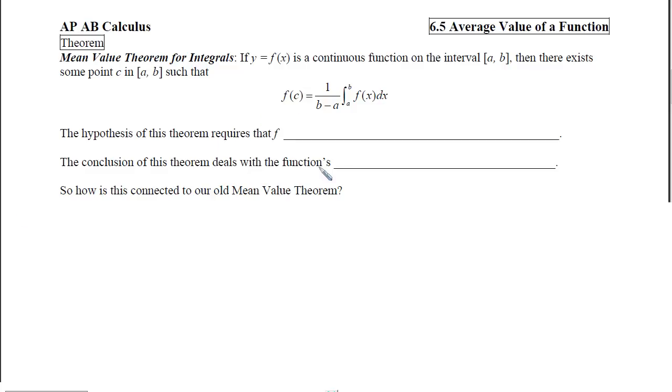So the hypothesis of this theorem requires that f be continuous on the closed interval. And as long as it's continuous on the closed interval, then we are guaranteed a function's output such that the output is the same as the average function value. Now what's interesting is that it has the same name. It's the mean value theorem. So it's got to somehow be connected to the mean value theorem we learned much earlier. And let's see what that connection is.